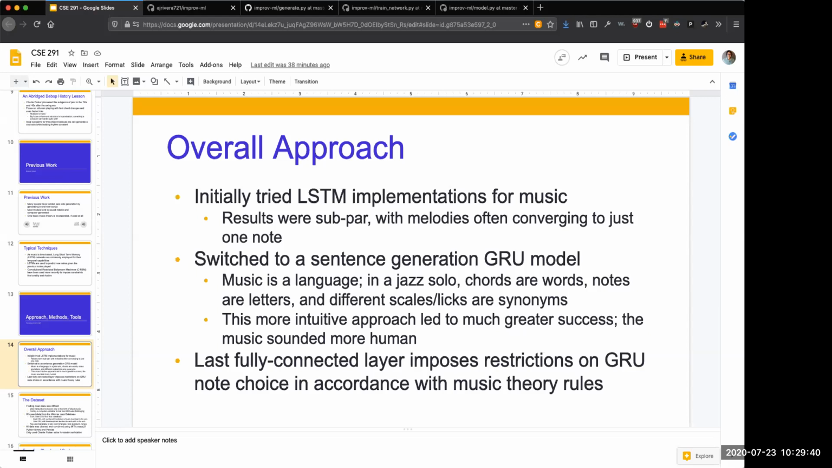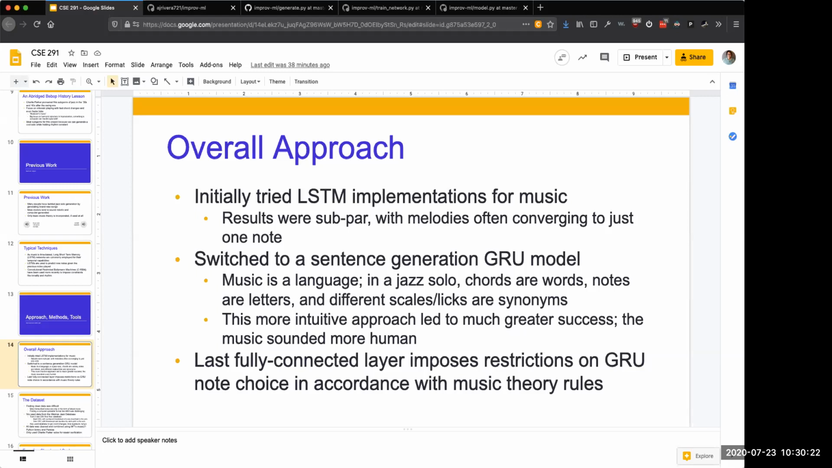We initially tried LSTM implementations for it, but our melodies usually converge to just playing the same note for 16 bars, which is not what we were looking for. So we switched to a sentence generation model. GRUs are used a lot more commonly in sentence generation. It's similar to an LSTM network, but it has a forget gate. So it allows for slightly different possibilities with the way that it remembers previous notes.